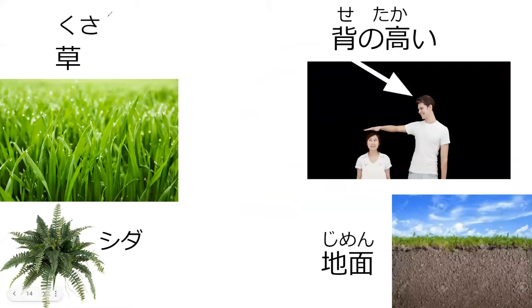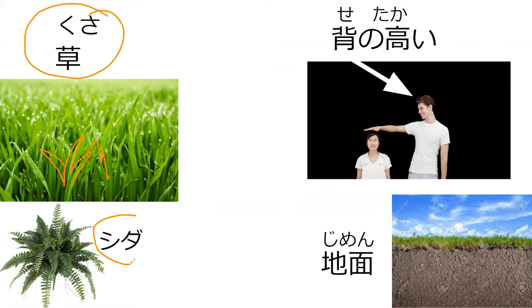Okay, some vocab words. First off, kusa, what do you think that means? Grass. Nice. How about shida? It's not leaves. It's a fern. Yeah, that's what that thing is. You probably don't have a lot of ferns where you live. My forest where I live has so many ferns everywhere. So wherever we are, it has kusa and it has ferns.